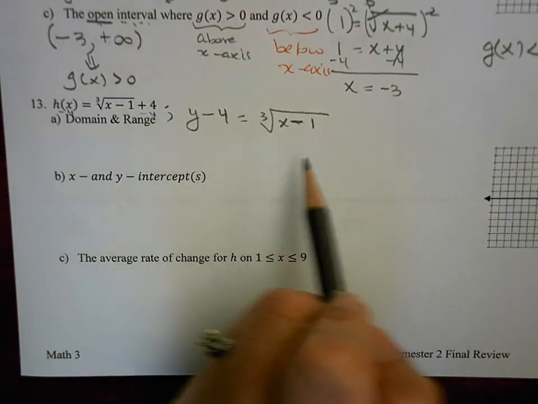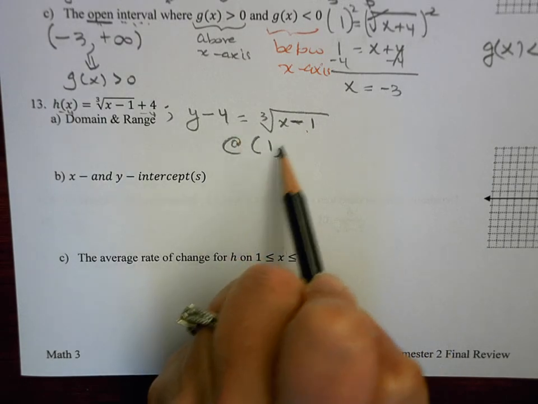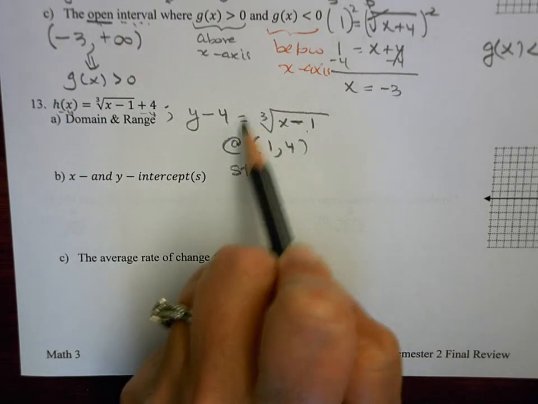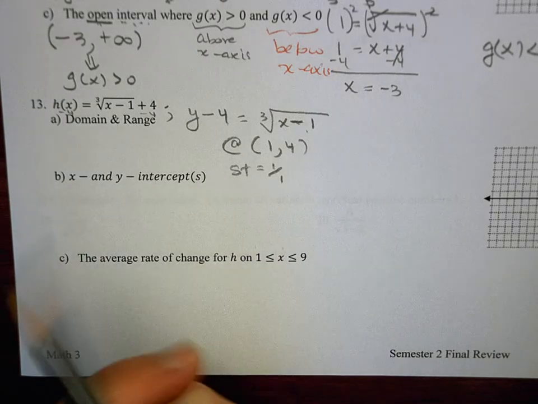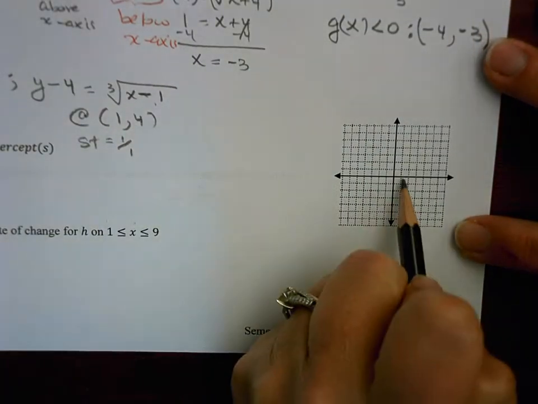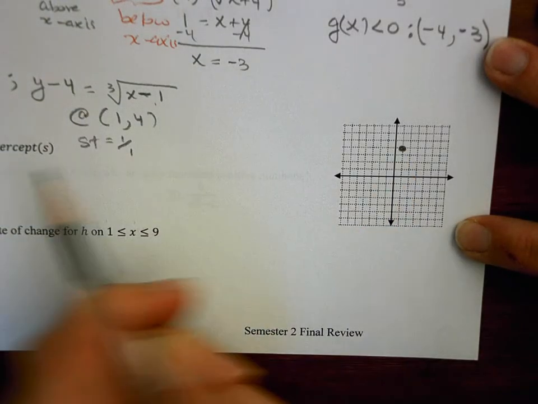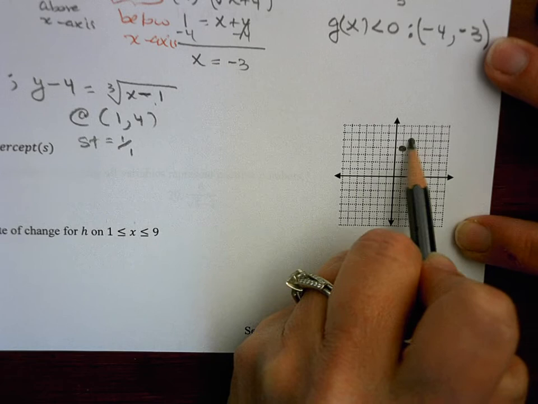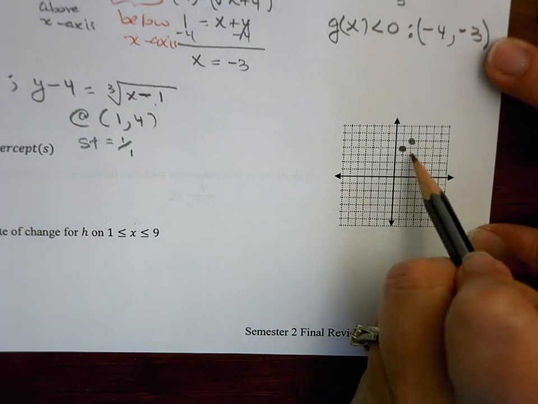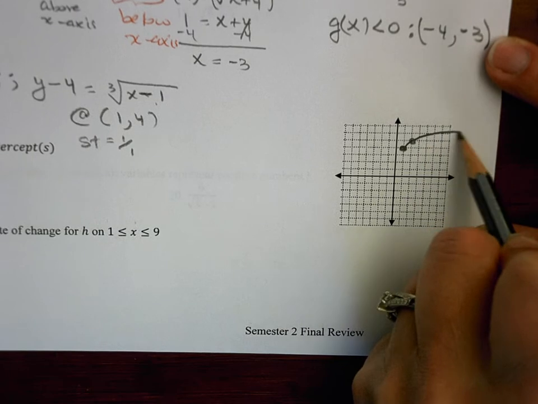To graph it, my start would be at +1, +4, and then my stretch is just 1 over 1. So I'm going to go to 1, 4, so over 1, and then up 4. And then my stretch is 1, so I'm going to go up 1 over 1. Now remember, for a cube root, it starts out looking like your normal square root. So it'll go like that.